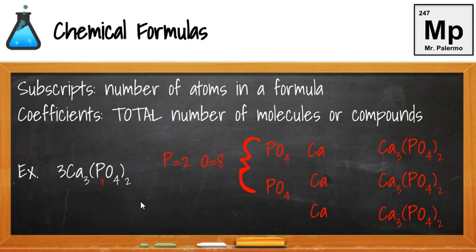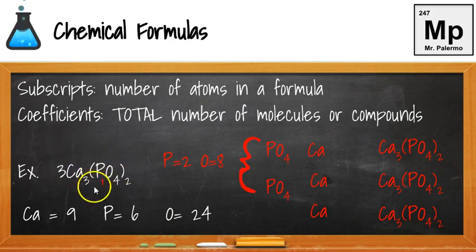And what we can do is simply this. So we'll start with oxygen first. I have 4 oxygen times 2 gives me 8. 8 times 3 gives me 24. For the phosphorus, 1 times 2 is 2. 2 times 3 gives me 6. And lastly, we have 3 calcium times 3 gives me 9 Ca's.